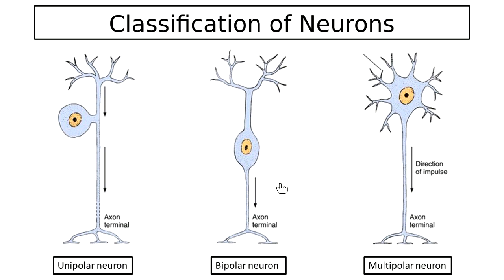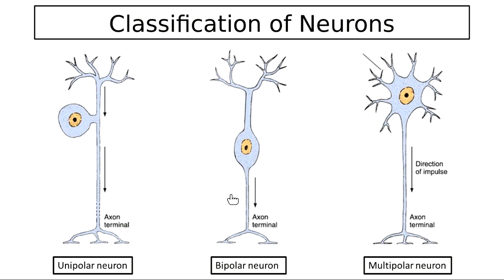Well, your second one is a bipolar neuron. Bipolar means two extensions off of the cell body. A neuron with one axon and one dendrite extending from the cell body. Found in the retina of the eye, the inner ear, and the olfactory area. And we'll see those when we get to those senses.